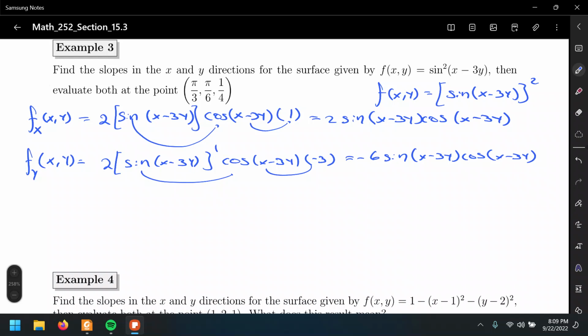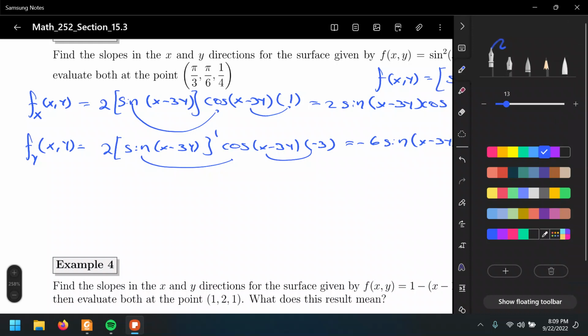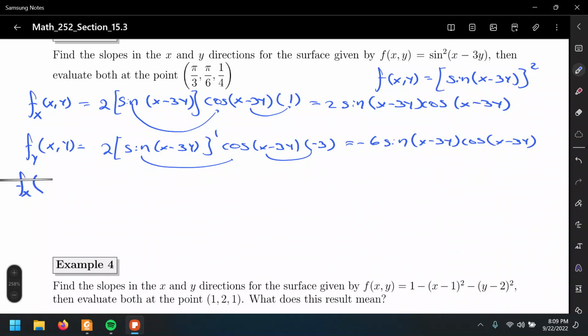All right. Okay, so they're asking us to find the slopes at the given point, the point pi over 3, pi over 6, 1/4. So let's evaluate those slopes. That is, we're going to evaluate f subscript x at the point where x equals pi over 3, comma, pi over 6. So whatever we see x, we're going to replace with pi over 3, and whatever we see y, we're going to plug in pi over 6.